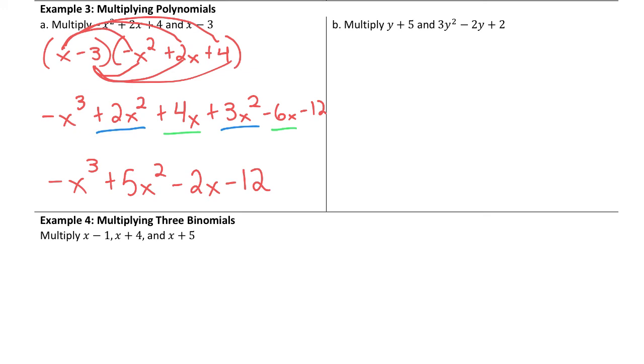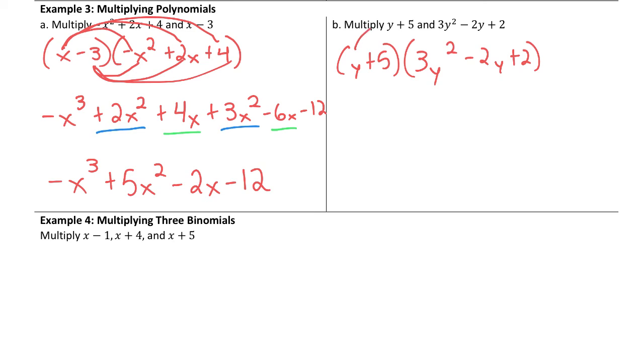So part B might be a good idea to try this one on your own. Pause the video before I ramble on again, and it gives you a good chance to practice it and check your answers. But I'm going to jump right into it. Y plus 5, 3y squared minus 2y plus 2, and it's distribution.